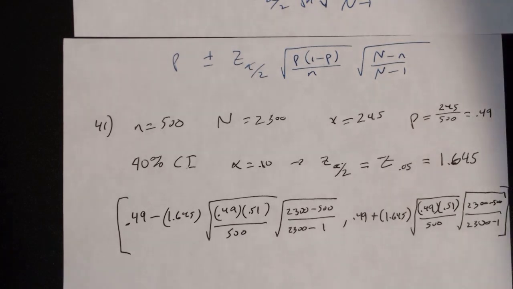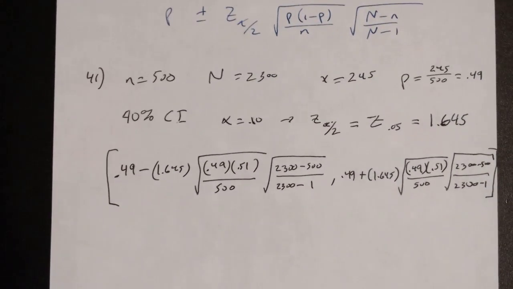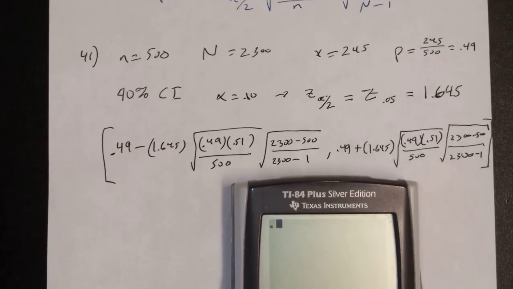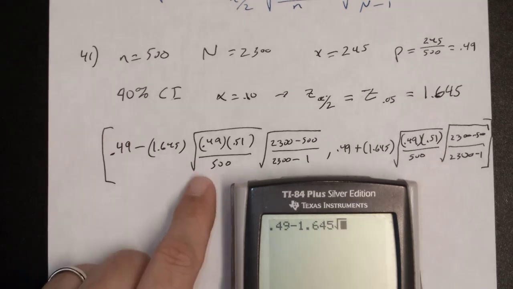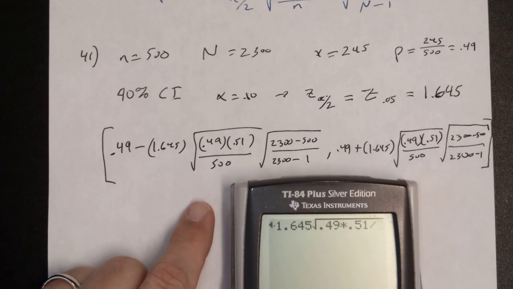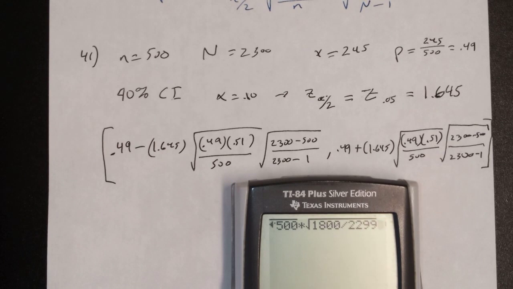The calculation is a little uglier because of the finite population control factor. But everything else mirrors exactly what we did last week. 0.49 minus 1.645 times the square root of 0.49 times 0.51 divided by 500, close that square root, times make a new square root: 2300 minus 500 is 1800, divided by 2299. There's my low end. We get a really small decimal here, right? That makes sense. We're talking about a proportion.